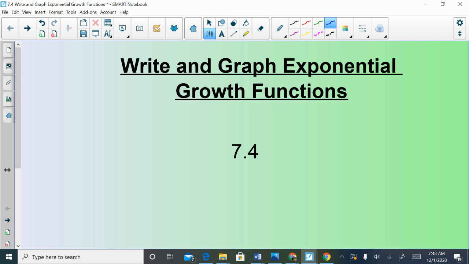Hello, Algebra 1 students. We are talking about writing and graphing exponential growth functions today. This is section 7.4.